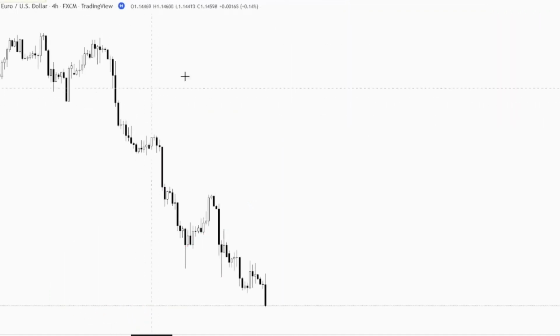So here you can see we are on the Euro USD chart. This is a 4 hour chart, and you can clearly see that we are on a downtrend here because the market keeps on creating lower lows. We are on a downtrend, lower lows this side and lower highs on the top, right? So we are on a downtrend.